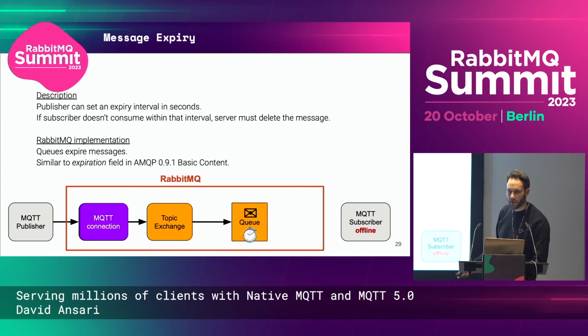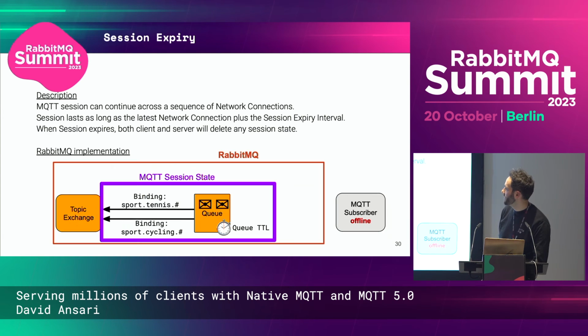There's not only message expiry, there's also session expiry. An MQTT session can continue across a sequence of network connections. And the session lasts as long as the latest network connection plus the session expiry interval. Now, when the session expires, both client and server must delete any session state. And the session state in the server includes the messages that get routed for the subscribing client, that are in the queues, and the client subscriptions, so the bindings in RabbitMQ.